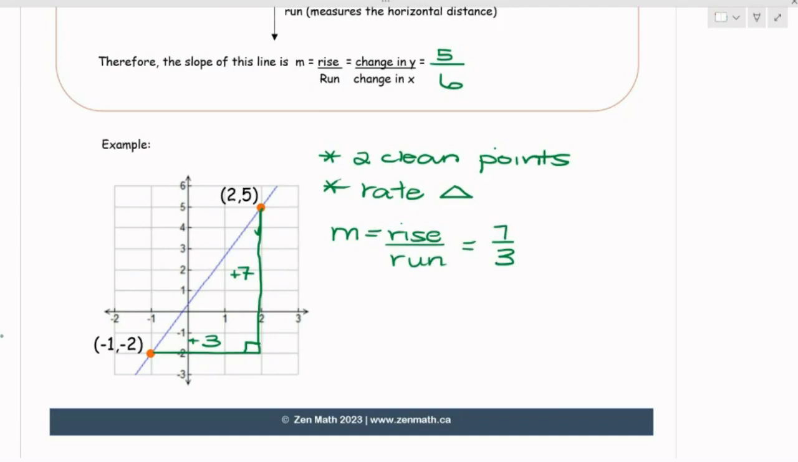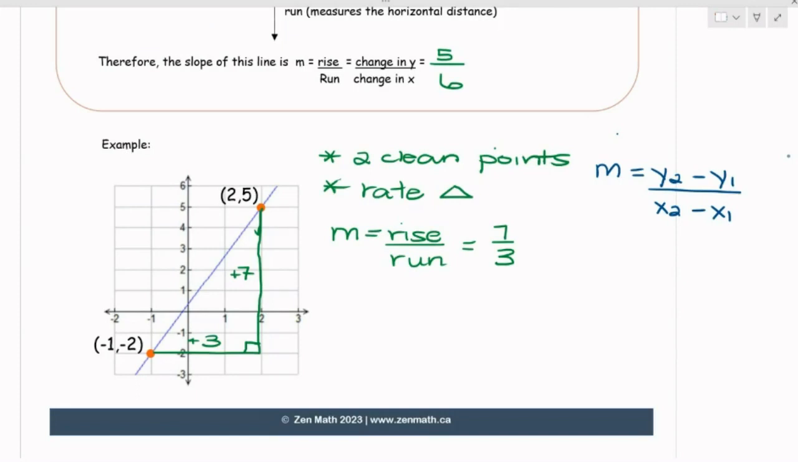Fantastic. What I want to show you next is how to do this with a formula, because the formula will come in handy at different points as we progress to higher levels of math. So let's work through this in a different color. So the slope formula, let's see if I could put it here, is m is equal to y2 take away y1. And I know you're thinking, what does this mean? All divided by x2 take away x1.